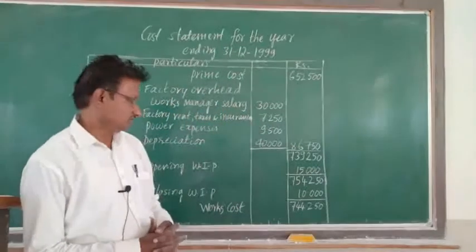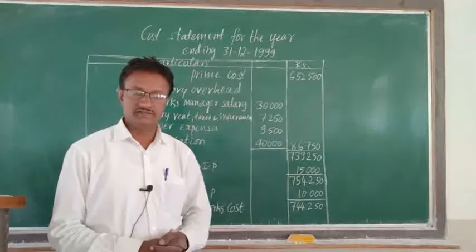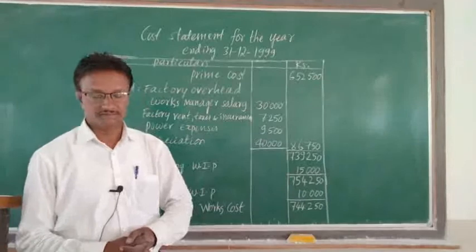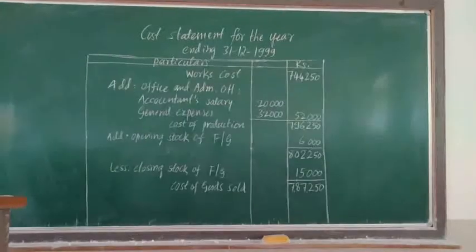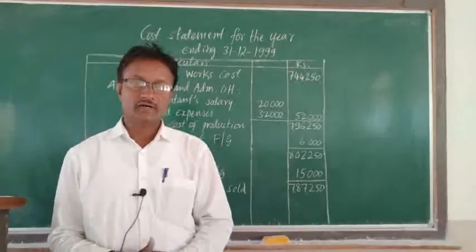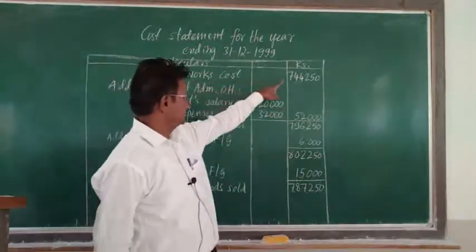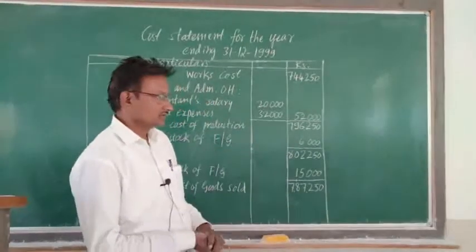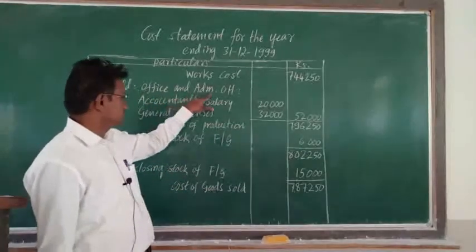Next, for this works cost, we have to add office and administration overhead. Then we get the cost of production. We have calculated works cost. Works cost is 7,44,250. To this cost, next we have to add office and administration overhead.